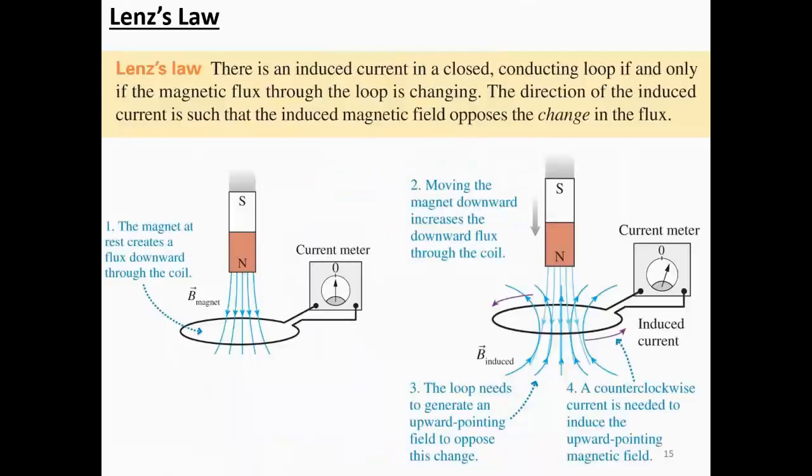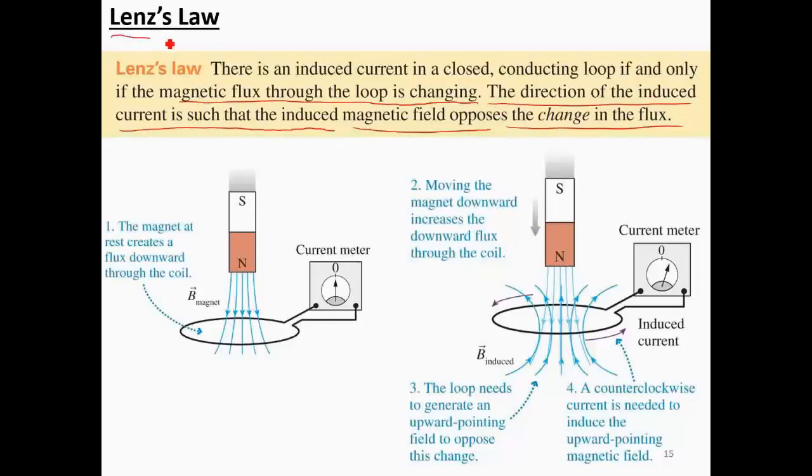So the next is Lenz's law. It's a very important law in electromagnetic induction. Let me first state Lenz's law. Lenz's law says there is an induced current in a closed conducting loop if and only if the magnetic flux through the loop is changing. And the direction of the induced current is such that the induced magnetic field always opposes the changing flux.